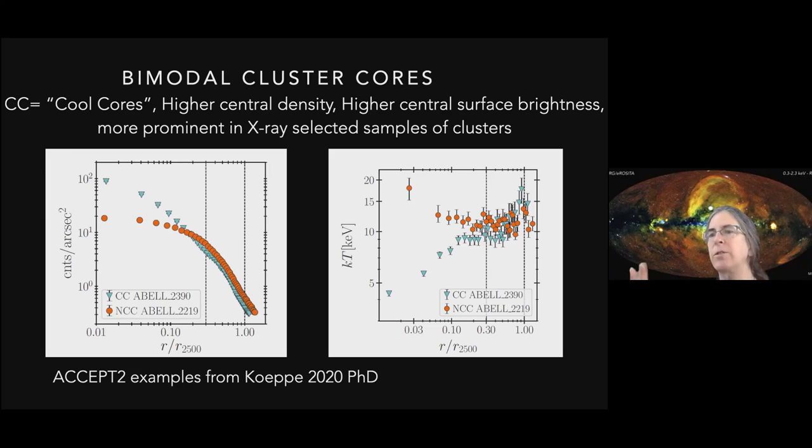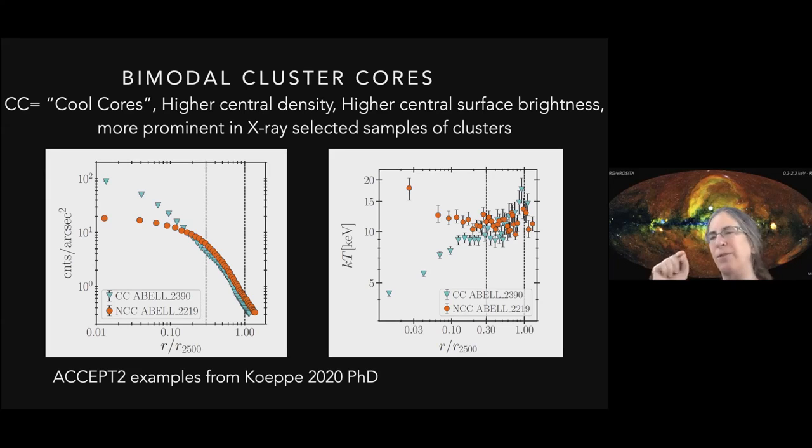So there's a stark dichotomy on the cluster scales, and it seems to be related to what their X-ray gas is doing. So the cool cores have a higher central density, higher central surface brightness. They also tend to be more prominent in X-ray selected samples. So if you're trying to find clusters of galaxies by their X-ray profiles, the cool cores stand out most prominently.